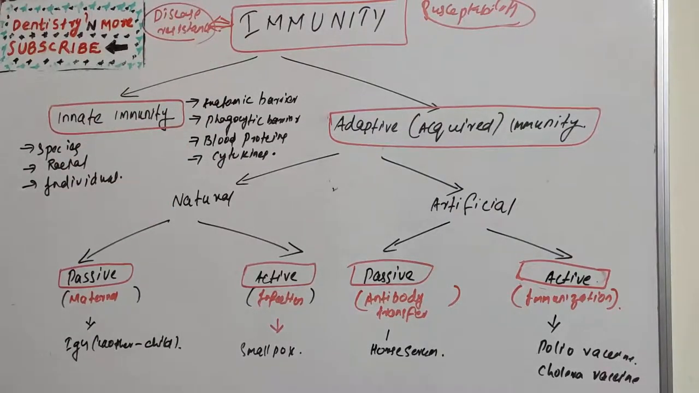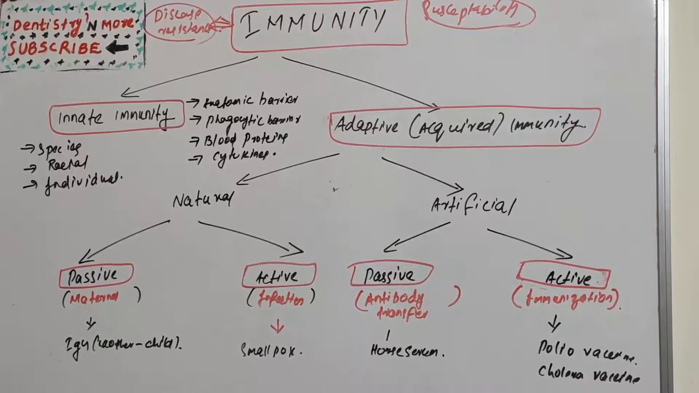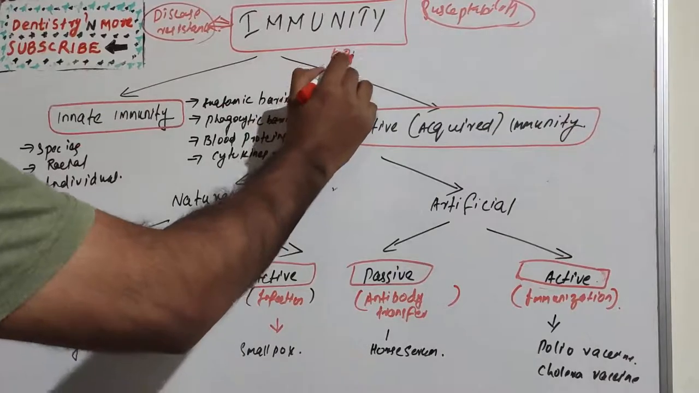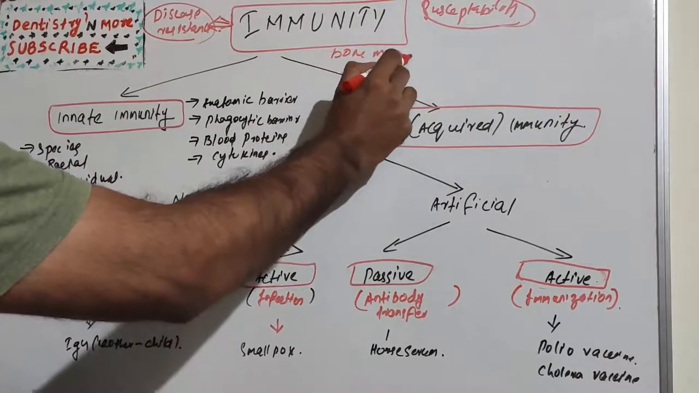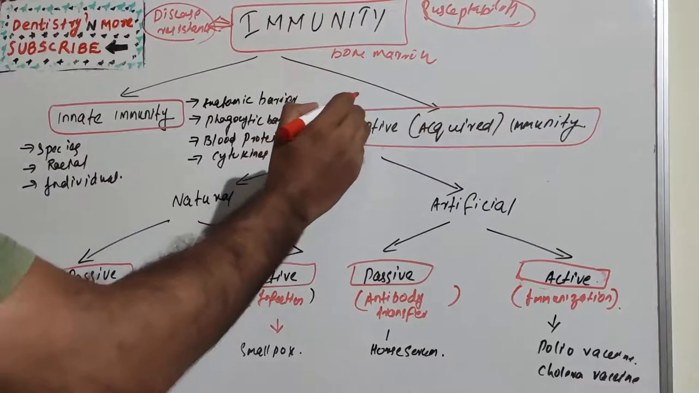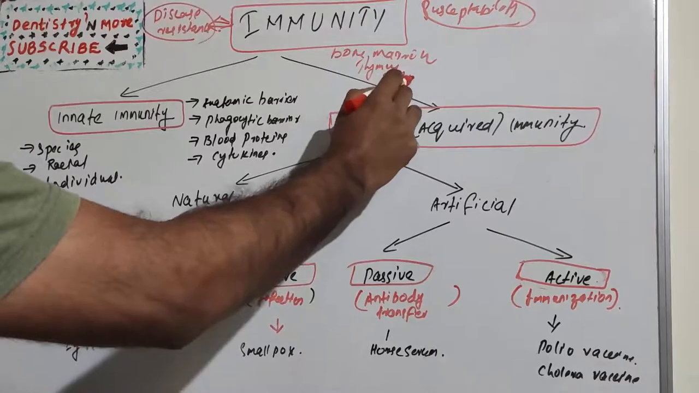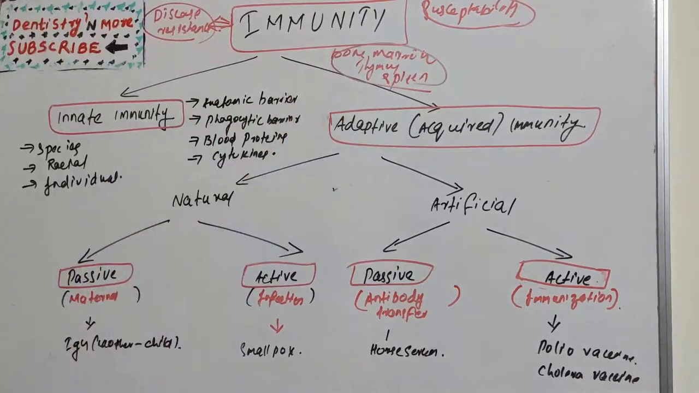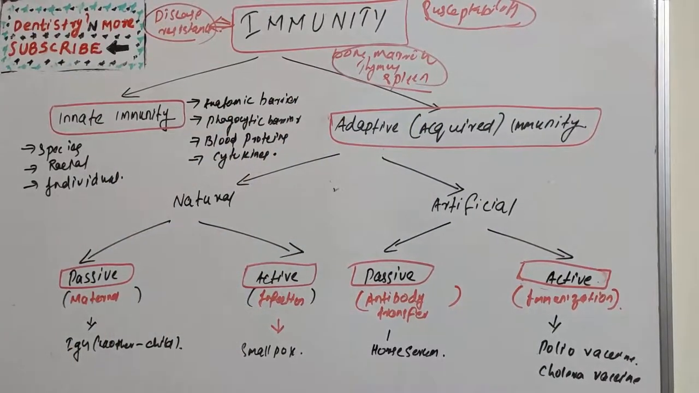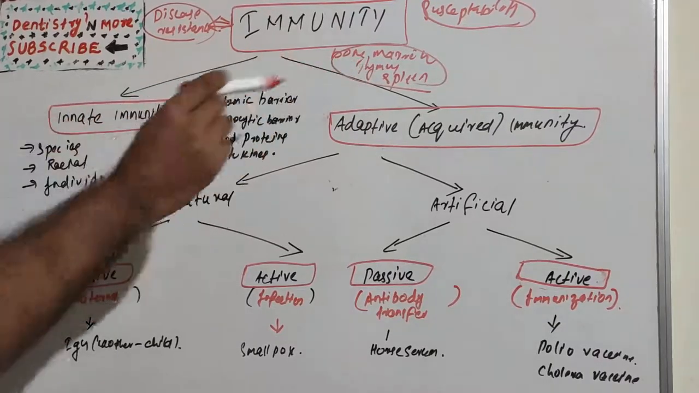So immunity is commonly done by our immune system, which is a complex network of lymphoid organs. So what are the lymphoid organs? They are bone marrow, thymus gland, and spleen. So all this is included in our immune system, which is a complex network of all these lymphoid organs such as bone marrow, thymus, and spleen.